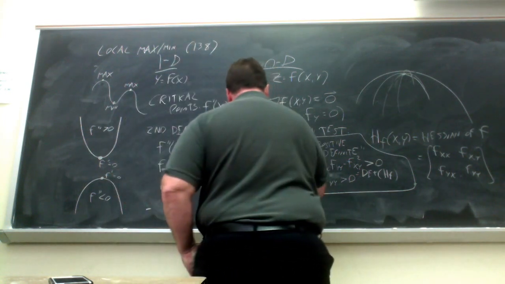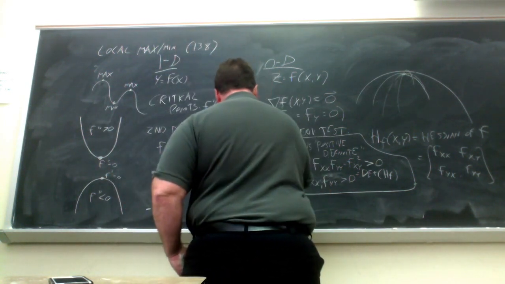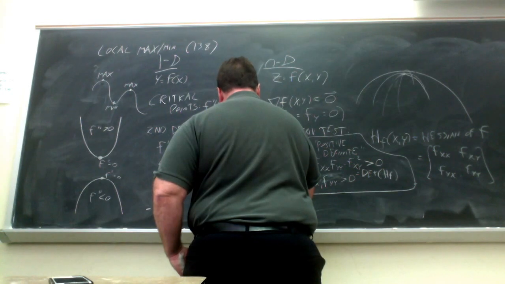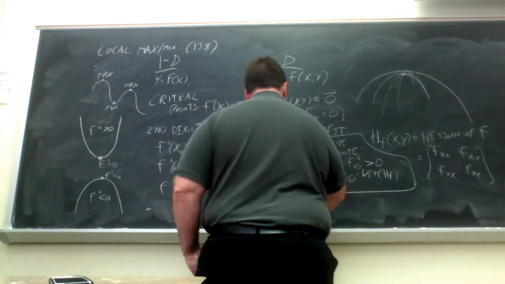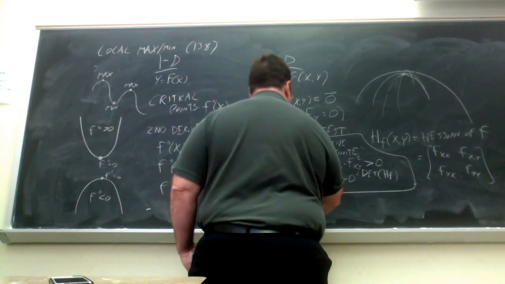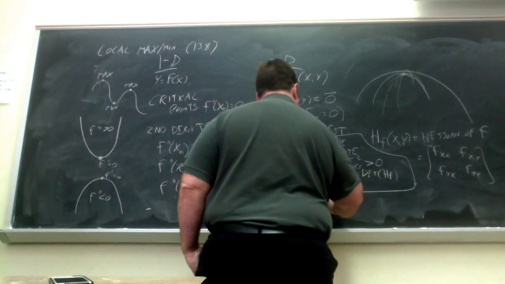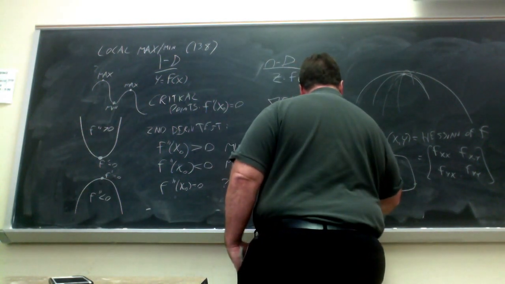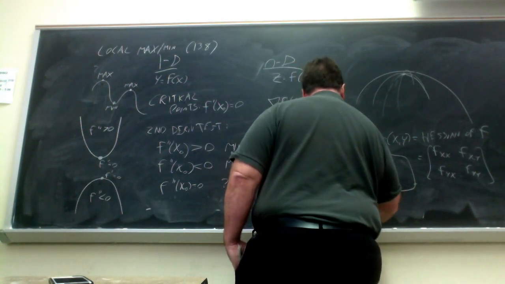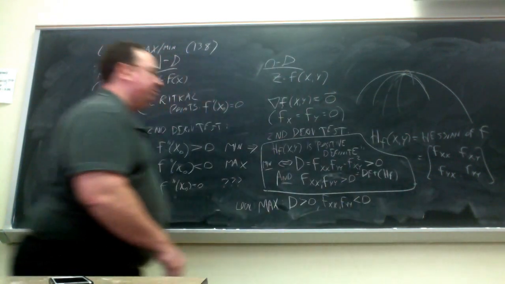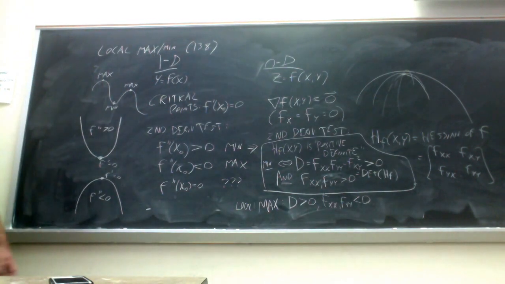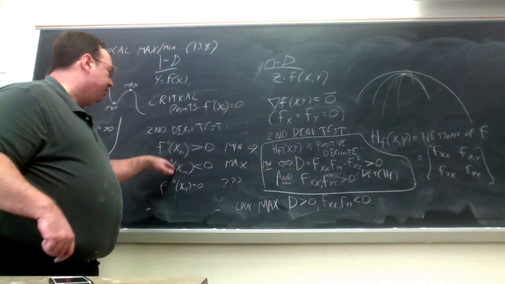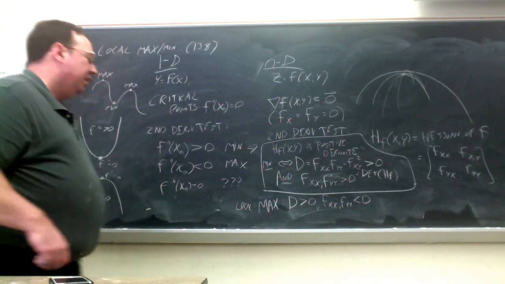To have a local max, and all this is local, we'll talk about absolute maxes and mins on Wednesday. A local max is similar. The same quantity D must still be positive, but your diagonal derivatives fxx, fyy must both be negative. So that's the counterpart to the case in one dimension where the second derivative is negative for a local max.